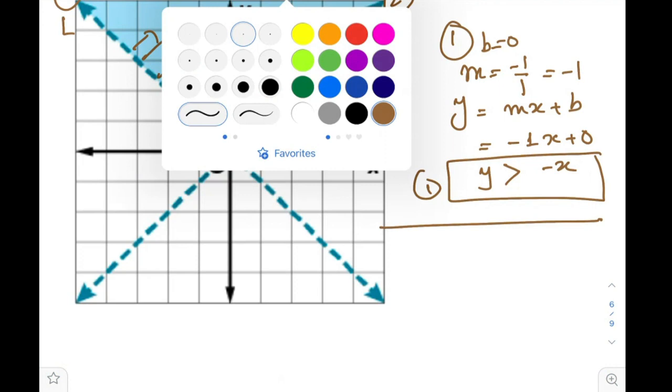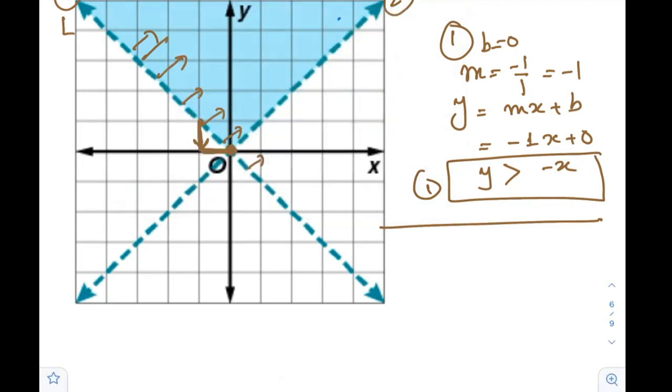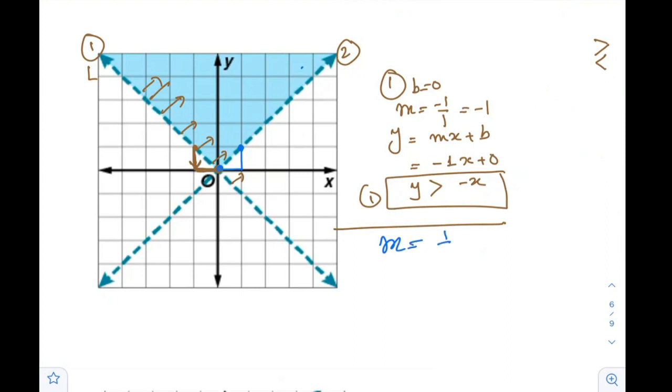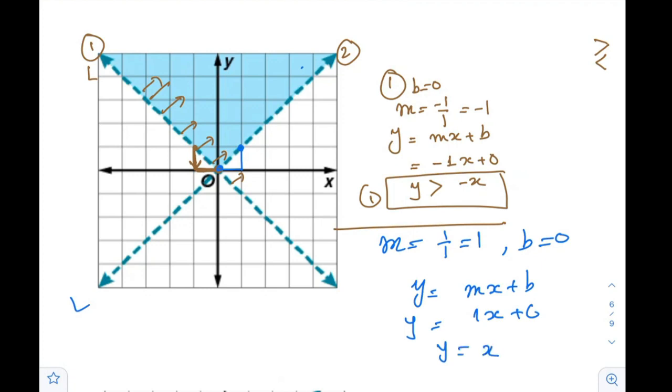Going to inequality number 2, same thing. We take 2 points on the line. So my slope is 1/1, which is 1. It's a positive slope, from left to right it is going up. My y-intercept is also 0. And y equals mx plus b. So it is 1x plus 0. So y is just x.